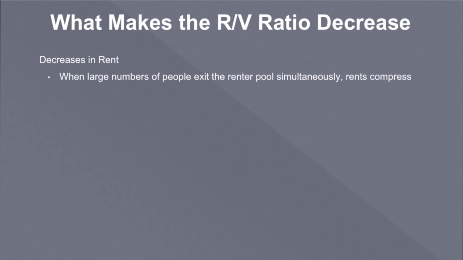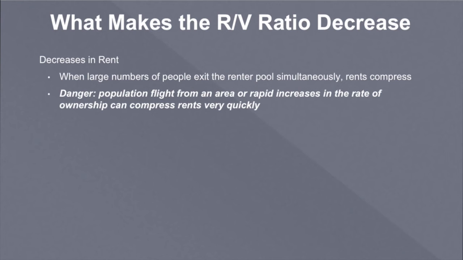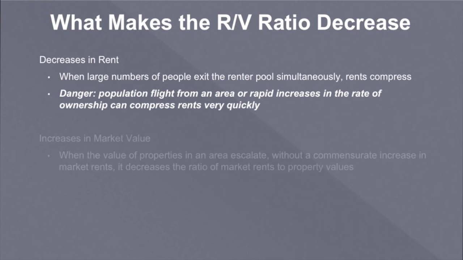What makes the RV ratio decrease? Well, if rent goes down, obviously the RV ratio is going to decrease, right? And the rents will compress. But population flight from an area or rapid increases in the rate of ownership. Remember, renter population and owner population in a given area are competing for housing stock. So we like it when there's a high renter population and fewer people are owners or fewer people are buying, because as landlords, our customer is the tenant, the renter. Okay, so that's good for us.